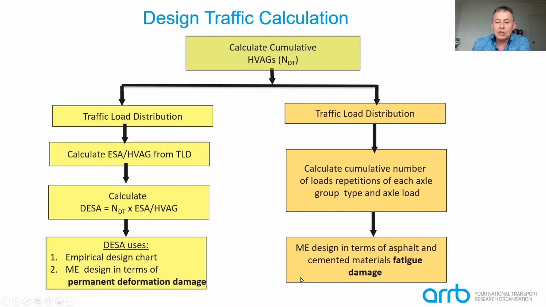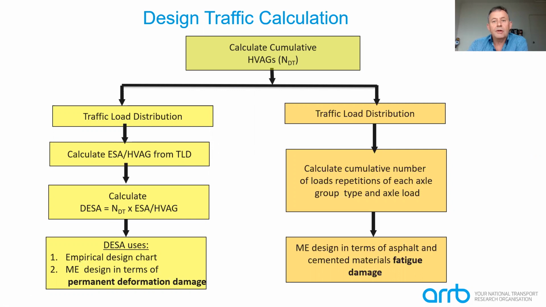This is the method we use in the mechanistic empirical design when we look at fatigue of bound layers such as asphalt and cement materials, where the design traffic is expressed in terms of the cumulative number of load repetitions of each axle group type and each load. There's another method that's been used for many years, and that uses the concept of ESAs of loading. This method is used for the empirical design chart and also in the mechanistic empirical method for calculating the permanent deformation damage. I'll explain a bit more about that later.